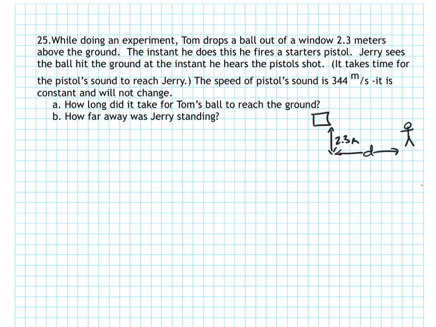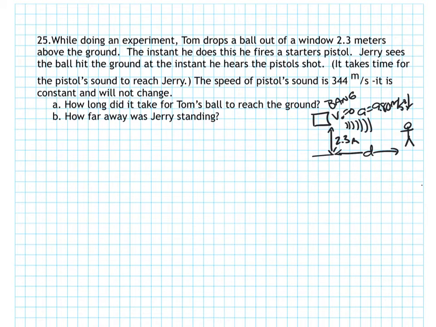Let's see, he says that he drops, so the initial velocity is equal to 0. The acceleration is going to be 9.80 meters per second squared going down. And then, of course, when that happens, I'm going to have this sound wave propagating towards Jerry, and that's going to be from the pistol. So from the starter's pistol.